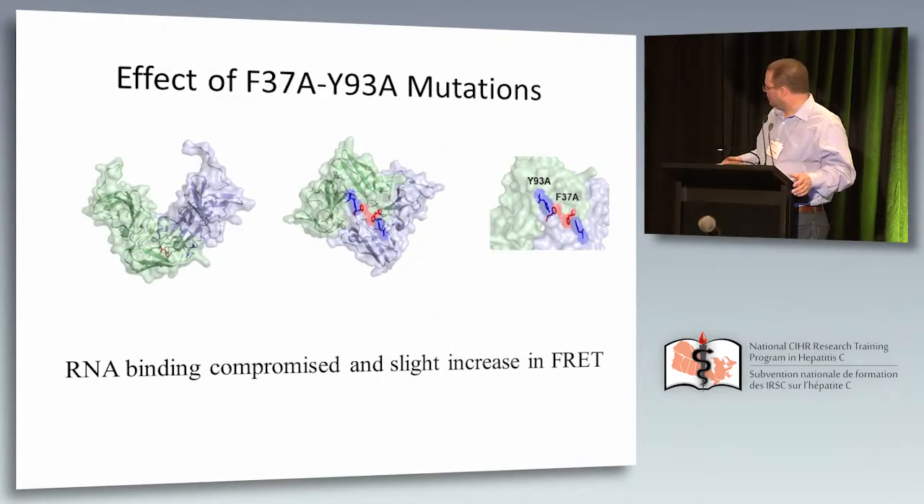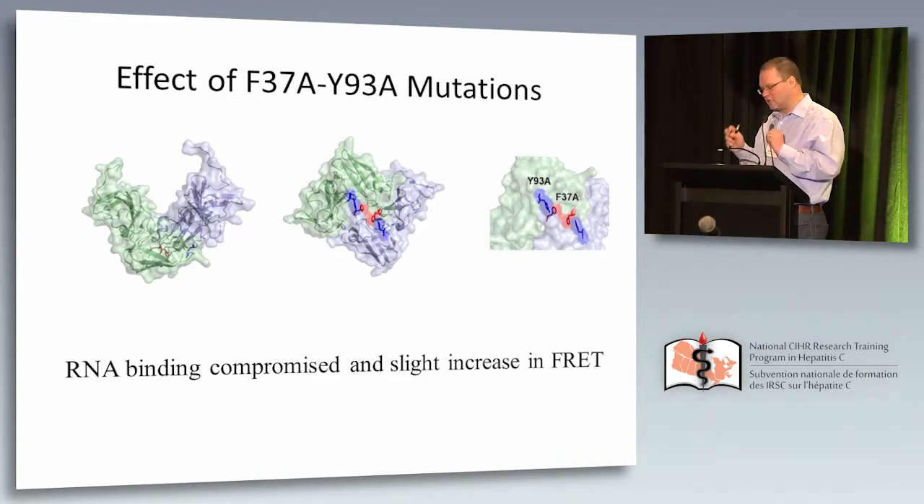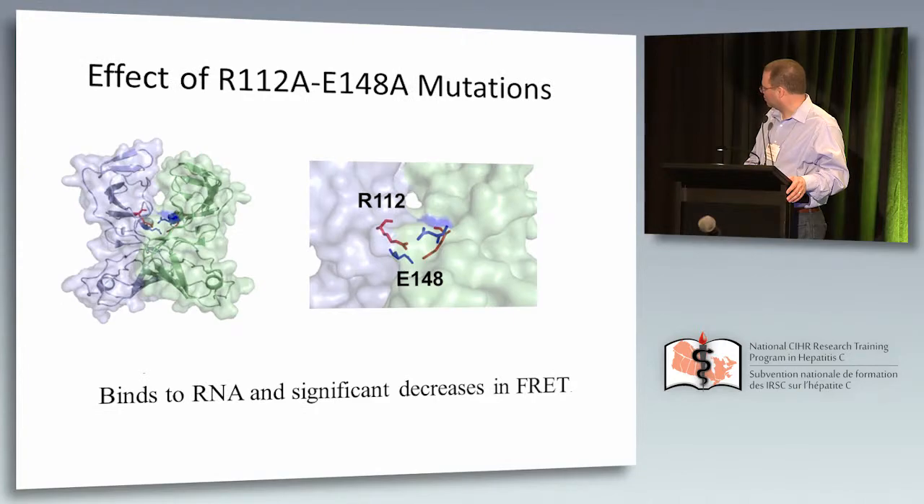Now, we also did site-directed mutagenesis to further confirm this. So we looked first at the open structure and mutated residues that are seen at the interface of the dimer. What we see is that RNA binding is compromised, and we see a slight increase in FRET. That is indicative of a conformational change towards the closed structure. We cannot exclude also the presence of monomeric structures.